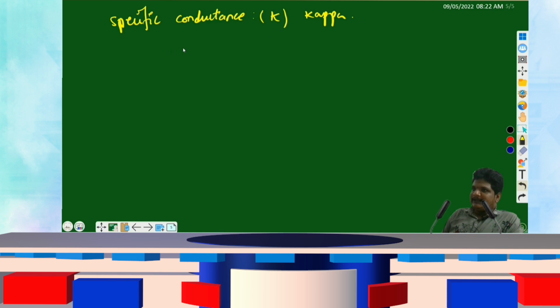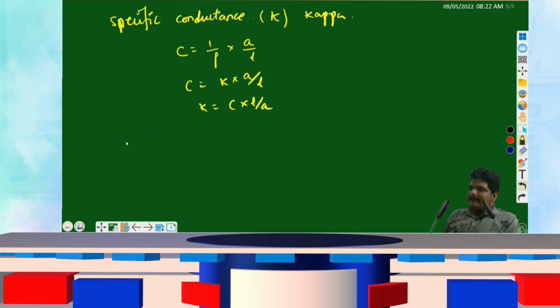As we know, the conductance is equal to 1 by rho into A by L, where 1 by rho is the specific conductance. So C is equal to kappa into A by L, where kappa is equal to C into L by A. So what is the definition of this specific conductance?